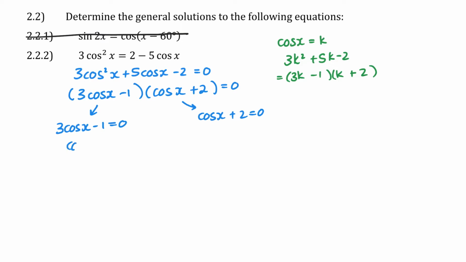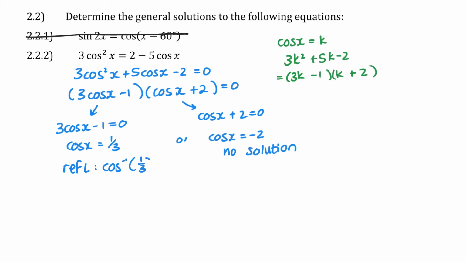Therefore, cos x will be a third or cos x will be -2. Now we know that for the cos ratio, I have to have a ratio or a fraction that is between -1 and 1. So having -2, it will not be possible, so this here will be no solution. So let's just deal with the cos of x is equal to 1/3. Our reference angle will be 70.53. I used my calculator to work that out.